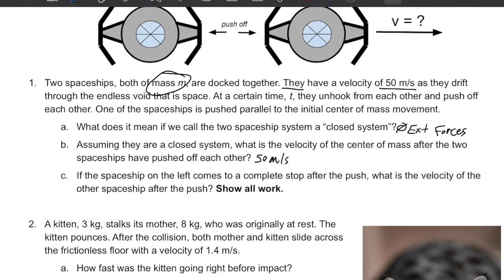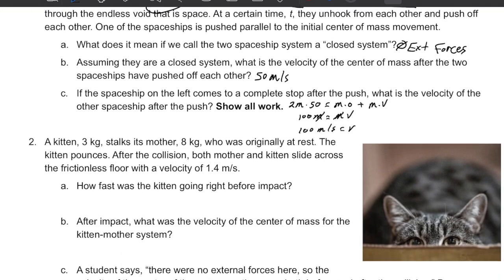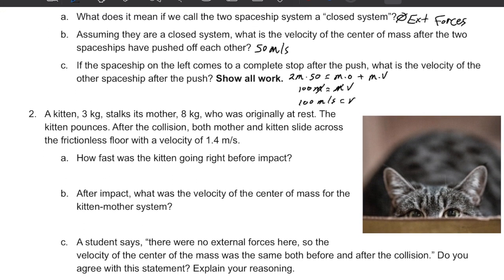If the spaceship on the left comes to a complete stop, what's the velocity of the other spaceship after the push? So we're going to look at the momentum before, set it equal to the momentum after, because we're trying to calculate for one of the variables. 2m, which would be the total mass, times 50, the velocity, is equal to m times 0, the momentum of the second one, plus the momentum of the other one, the one going to the right, m times v. We get 100m is equal to mv. The m's cancel out. 100 meters per second is the velocity.